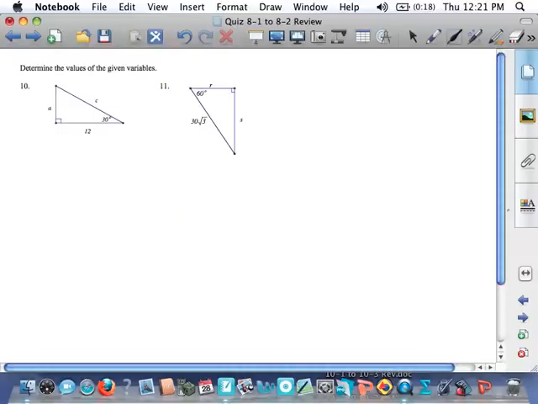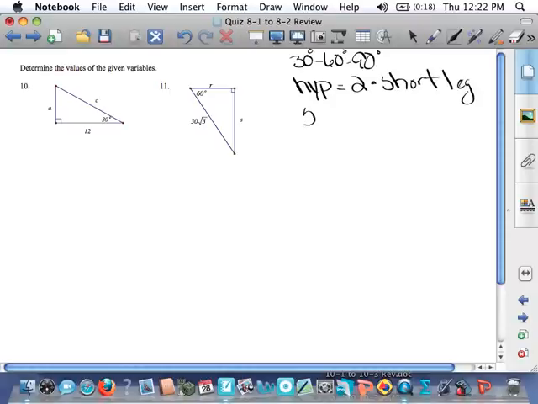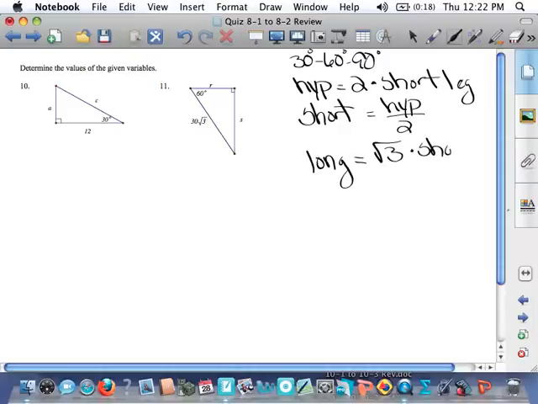Number 10, now we're given some angle measures, so we're going to be looking at, again, a 30, 60, 90 triangle. Remember, the relationship is the hypotenuse is equal to 2 times the short leg. So the short leg is equal to the hypotenuse divided by 2. The long leg is equal to the square root of 3 times the short leg.